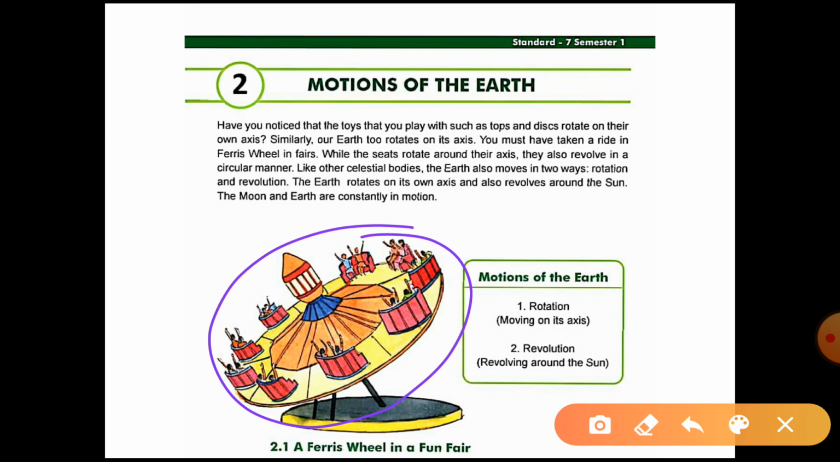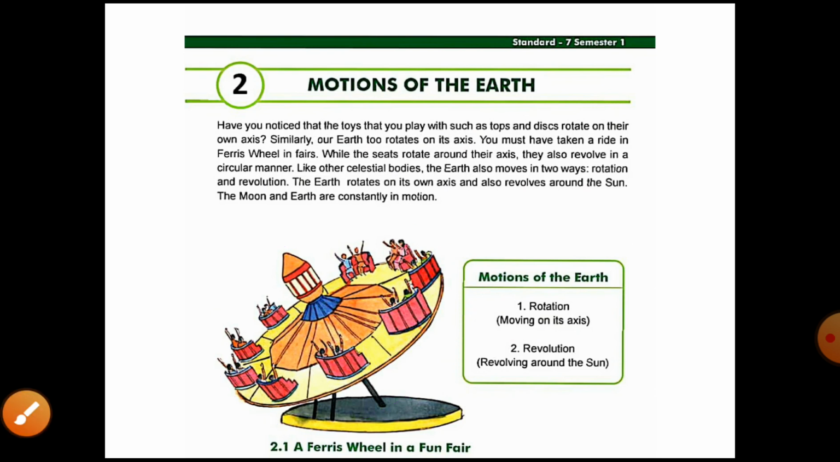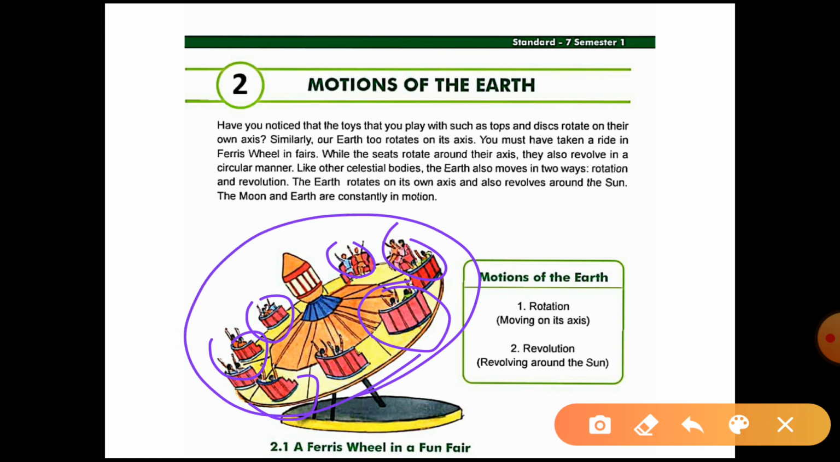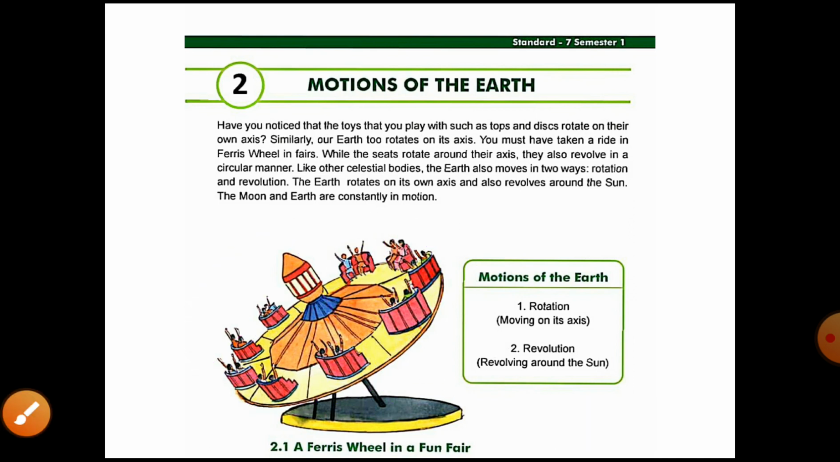So while the seats rotate around their axis. So here the seats, which means all these seats which rotate around this axis, okay. So they also revolve in a circular manner. Like other celestial bodies, the earth also moves in two ways.